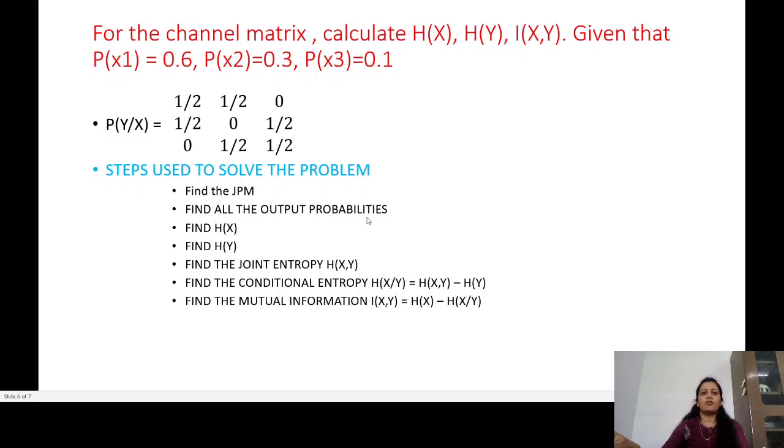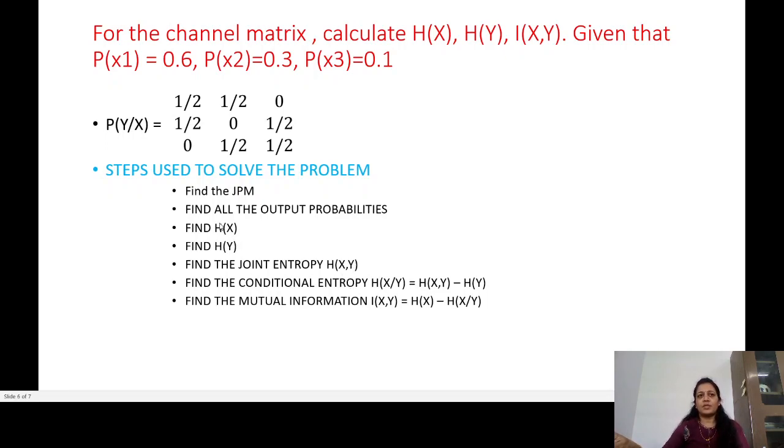Now find out all the output probabilities. That is, first column will give you P of Y1, second column will give you P of Y2, and third column summation will give you P of Y3. Now you have all the input symbol probabilities and output symbol probabilities. So you can find out your H of X and H of Y. Now find the joint entropy H of X comma Y. Already you know what is joint probability matrix. By choosing those elements, you can calculate joint entropy.